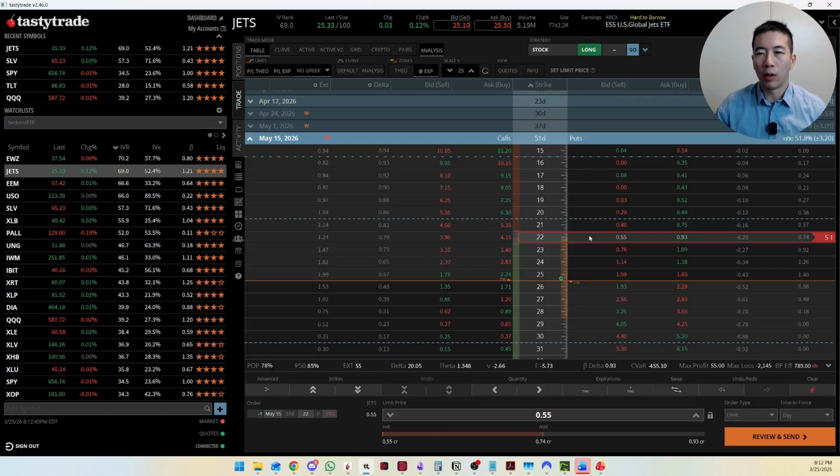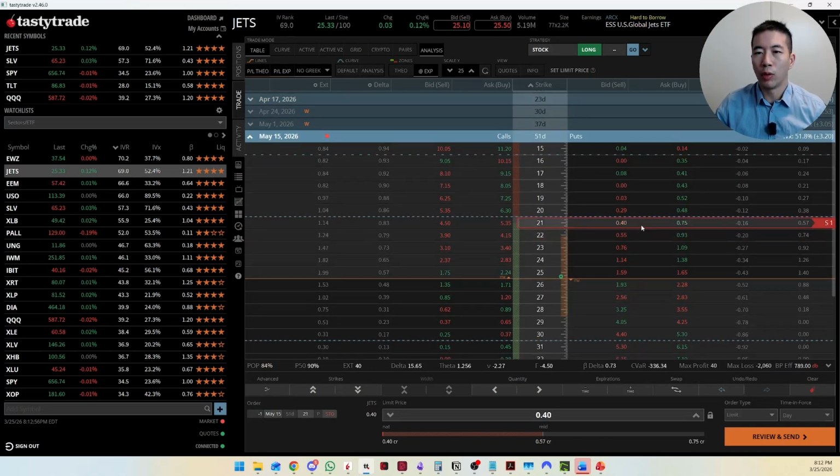Okay. So if you want to open this trade short put to collect premiums only, we will do the 20 delta. And for example, you want to own the stock at 21, then you would go to the 21 strike and open the short put there. And you will hold it until you get assigned.